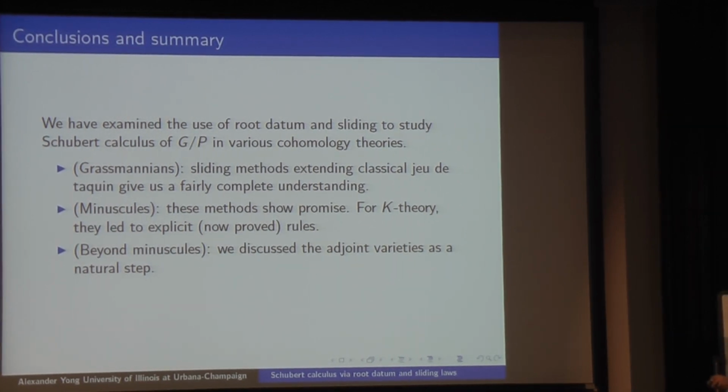In the minuscule cases, these methods do show some promise. For K-theory, they lead to almost a complete answer in a minuscule setting. And beyond minuscules, we discuss the adjoint varieties as a natural step to test the thesis. And with these statements, this is essentially the entirety of our information towards the thesis, except for one thing that Dominic has shown me.